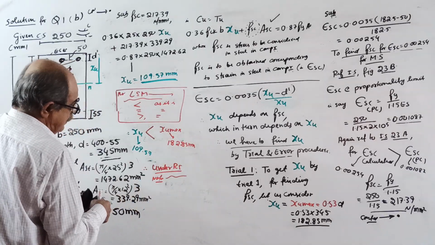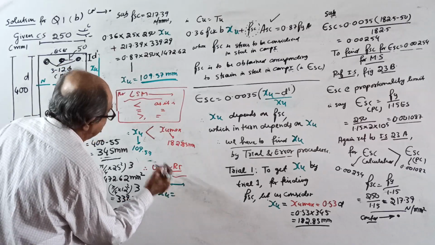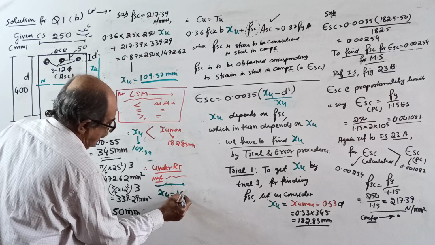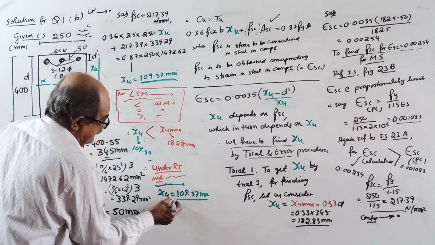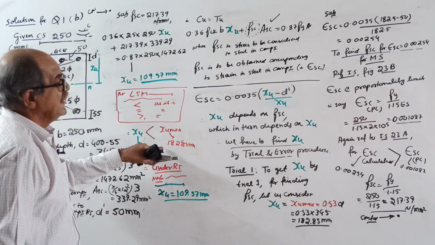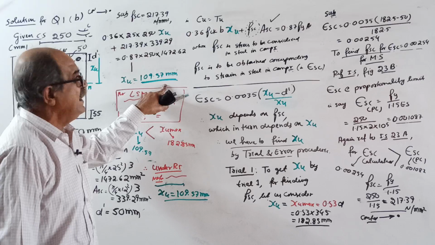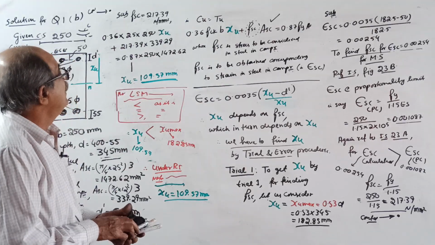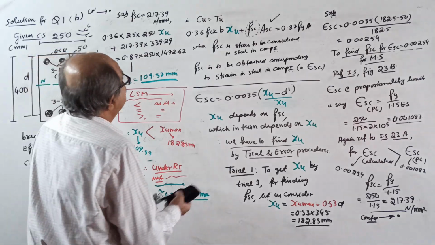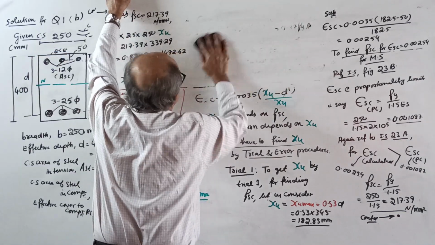Therefore, for all further continuation, your XU equal to how much? Same, 109.57 millimeter. Or you can write in the examination, under reinforced section, therefore OK. Whatever XU calculated is valid for further calculation. Write that much. Okay. Now you got XU value. This also I can remove now. Not required. Next.